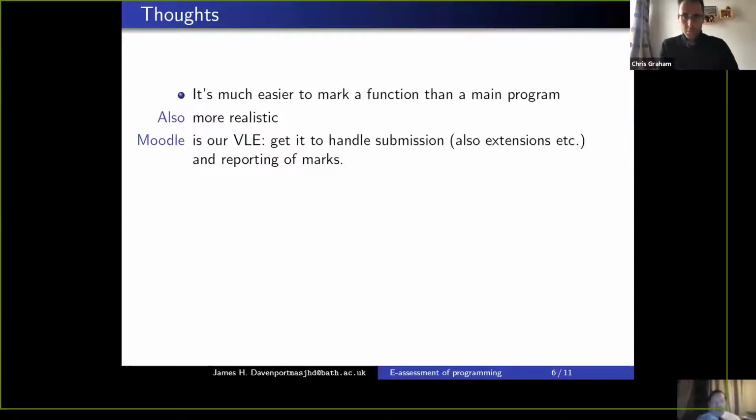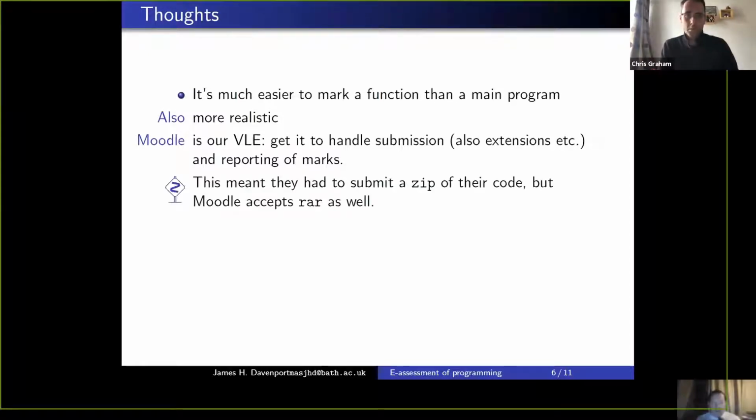I also thought Moodle is our VLE. It's quite a good one. We're going to handle submission, and we can also program it to handle extensions and the office stuff for extensions and so on, and the reporting of marks and all that sort of thing. Indeed, the office wanted just one mark, so I had to use Moodle to add the style marks and the correctness marks and so on and so forth. All much easier than messing around with separate spreadsheets.